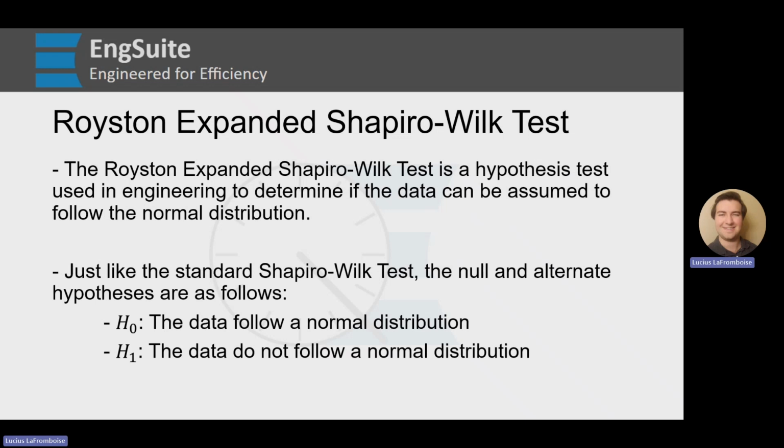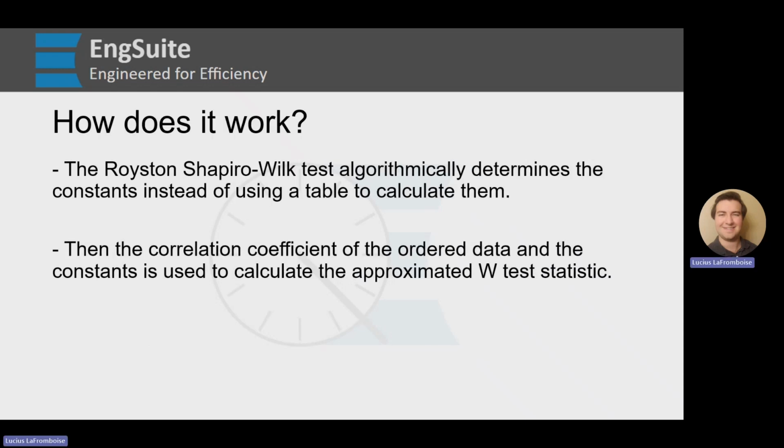Okay, so just like the Shapiro-Wilk test, because the Shapiro-Wilk test and the Royston expanded are basically the same test, the Royston expanded is just a different way of calculating and approximating that W test statistic. They both have the same null and alternative hypothesis, which is the same as all of the other normality tests that we have seen so far. The null hypothesis being the data follow a normal distribution, and the alternative being that the data do not follow a normal distribution. So how does it work?